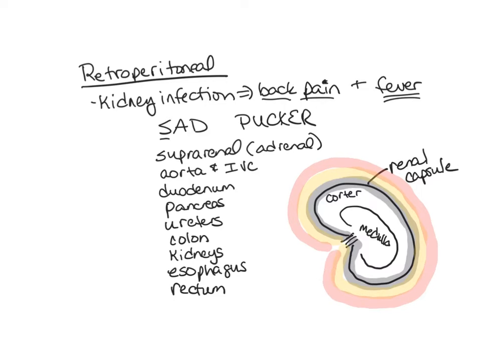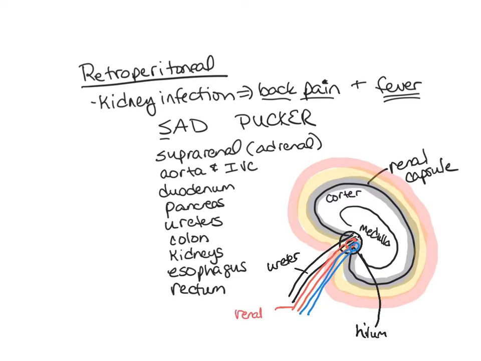Where the ureter exits from the kidney, that area is called the hilum. And the other things that are going to enter and exit through the hilum are the renal artery, and then we have the renal vein. So those things are the three things going in and out of that hilum area. So again, we've got the ureter, and we have the renal artery, and we have the renal vein.